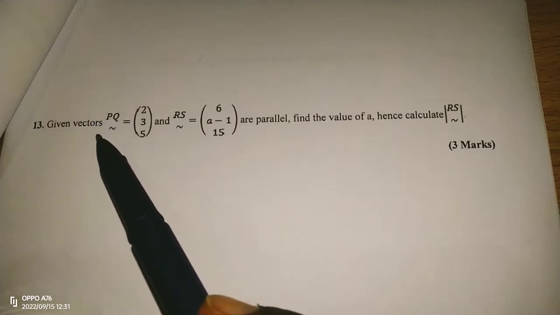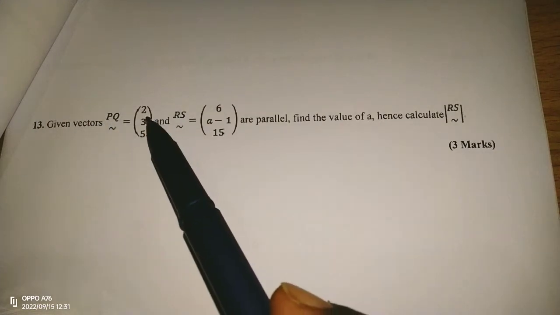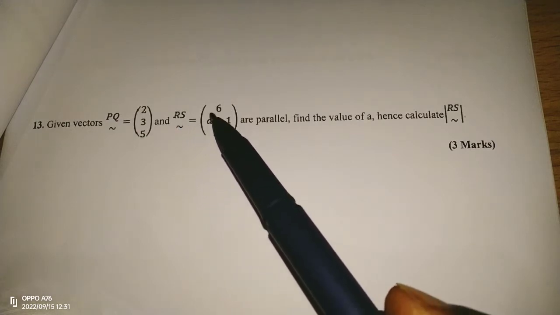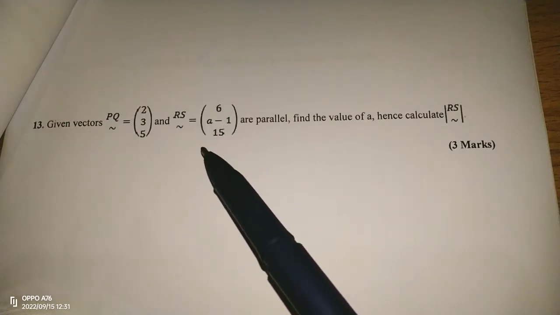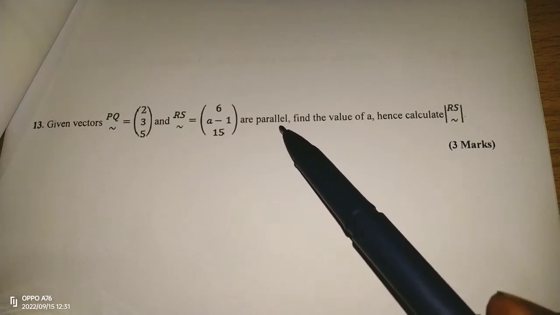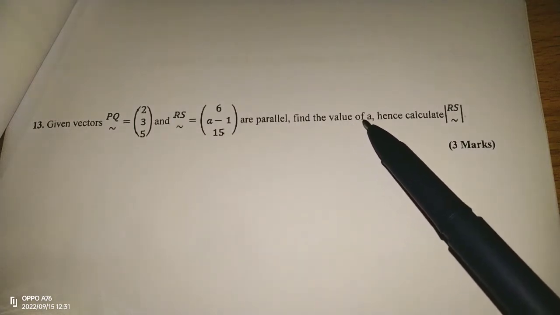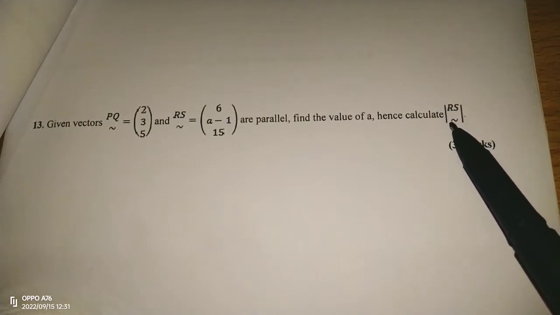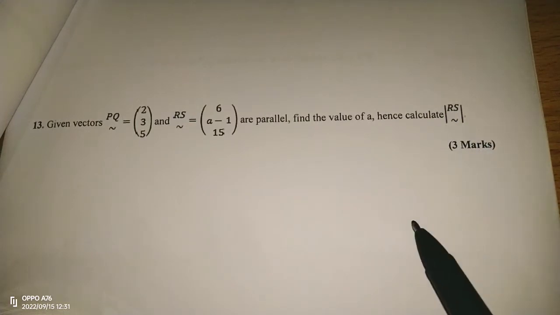Given that vectors PQ equals 2, 3, 5 and vector RS equals 6, A minus 1, 15 are parallel, find the value of A, hence calculate the size of vector RS.